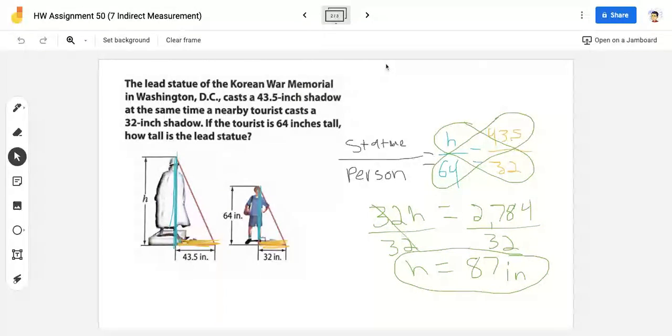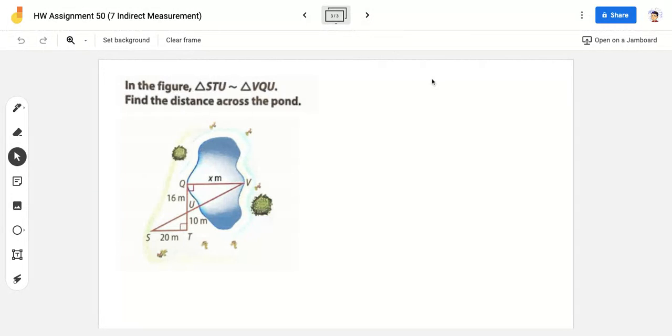All right, so let's see one more. We're going to use a similar idea. Now, this is the type of indirect measurement where we can determine longer lengths, basically on a two-dimensional plane. In the figure, triangle STU is similar to triangle VQU. Find the distance across the pond. So we're trying to find what the distance is right above here, where it says x meters.